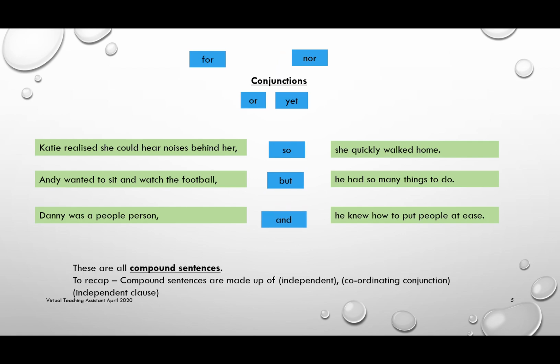These are all compound sentences. And to recap, these are made up of independent main clauses, a coordinating conjunction, and another independent main clause. Remember, it needs to have at least two. You're not limited to just two like I've done here.